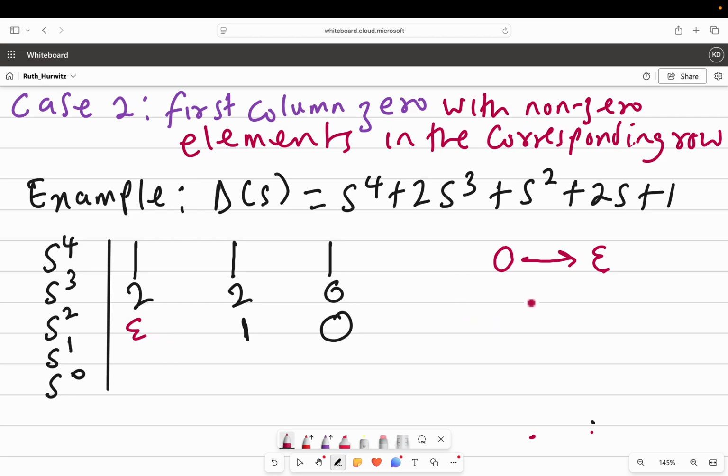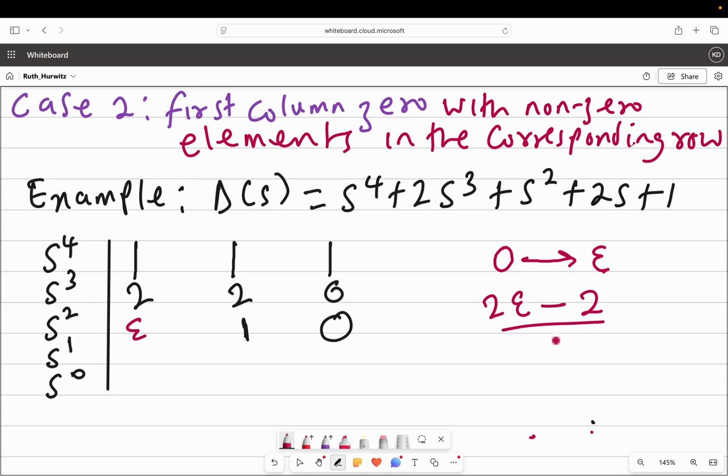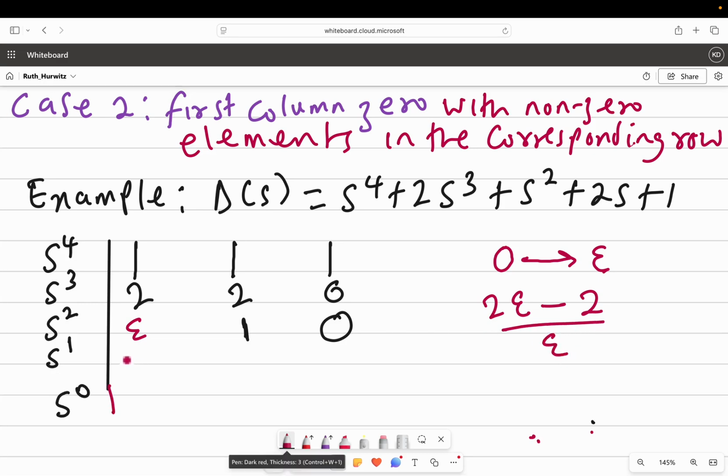So again, I will just have epsilon times 2. I will have 2 epsilon minus 2 times 1, which is just 2, all over epsilon. So I will just have 2 epsilon minus 2 over epsilon. So for the next element, I will just have epsilon times 0, which is 0, minus 2 times 0 over epsilon. So I will just have 0 here, and then I will have 0 because I've exhausted the columns.